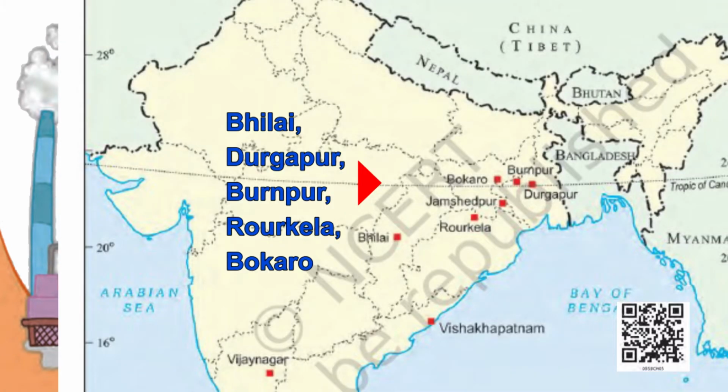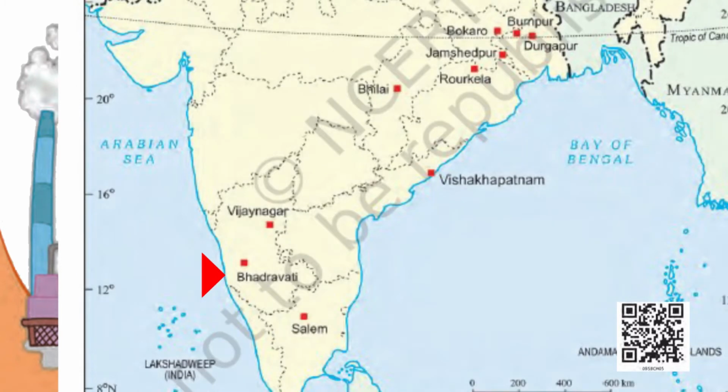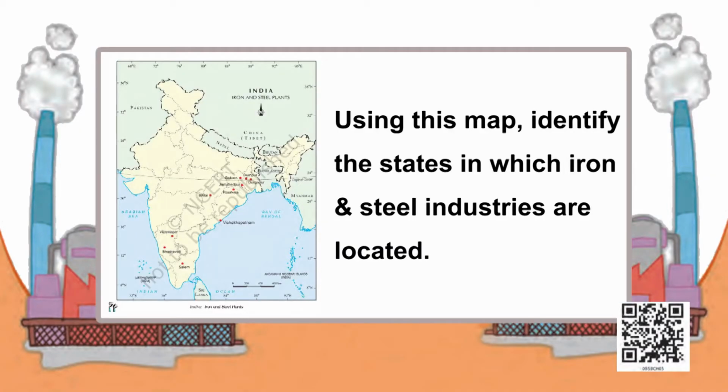Places like Bhilai, Durgapur, Burnpur, Roorkela and Bokaro are located in the Chota Nagpur industrial region. Other places like Bhadravati, Vijayanagara, Vishakhapatnam and Salem are some other important locations for the iron and steel industry. Here is a small task for you. With the help of this map, identify the states under which these major iron and steel industries are located.